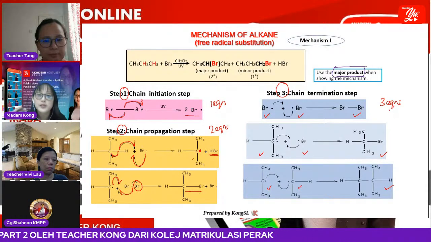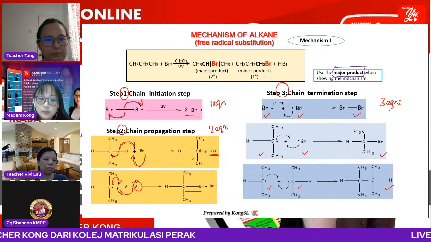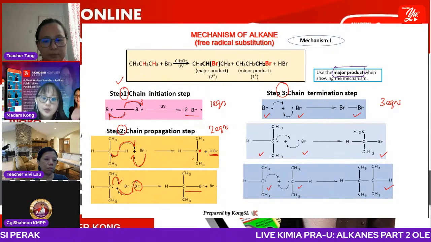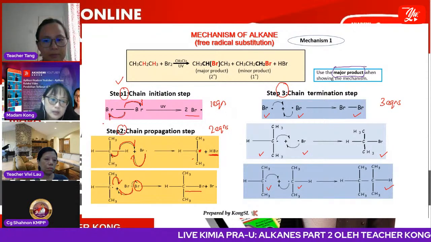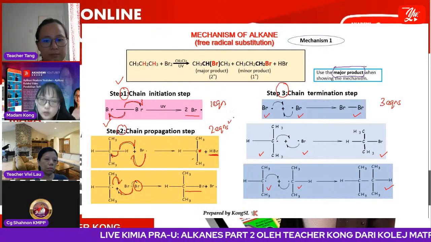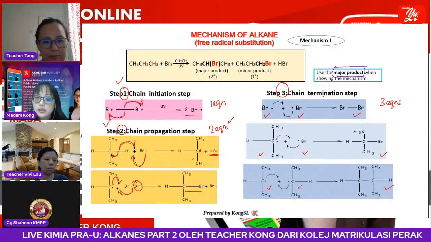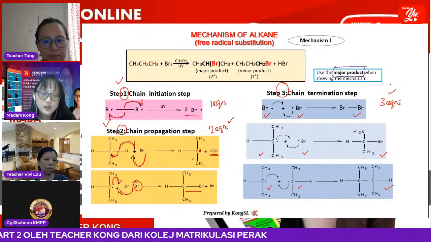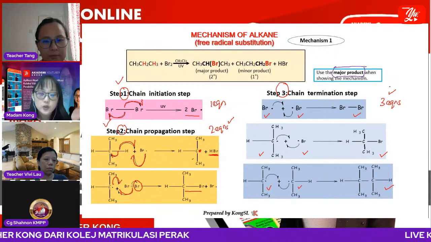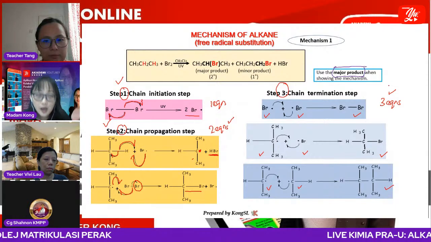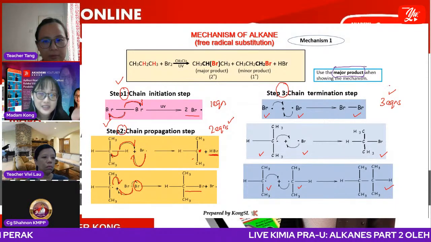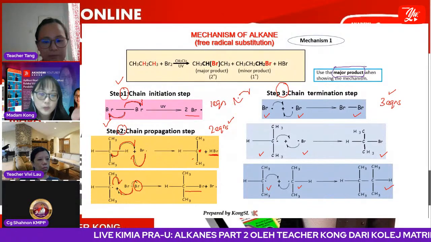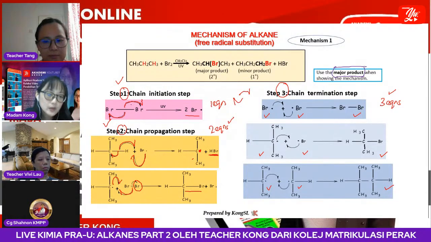So when you perform the free radical substitution mechanism, you must show the name of the step: step one, the initiation step, with one equation. Step two, the propagation step, with two equations. And then step three, the termination step, with three equations. Besides this point, students always forget to show the arrow. And then the arrow must be a half arrow. Anak panah separuh sahaja, separuh sahaja. Okay, not a full arrow.